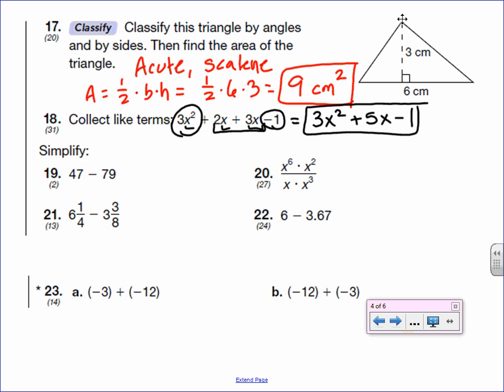In 19, we have 47 minus 79. And since I can see that 47 is less than 79, I know my answer is going to be negative. So the easiest way that I know how to do this is I do the opposite. I do 79 minus 47. 9 minus 7 is 2, and then 7 minus 4 is 3. And then since I did the opposite, this is going to be negative. So opposite. The opposite of positive 32 is negative 32.